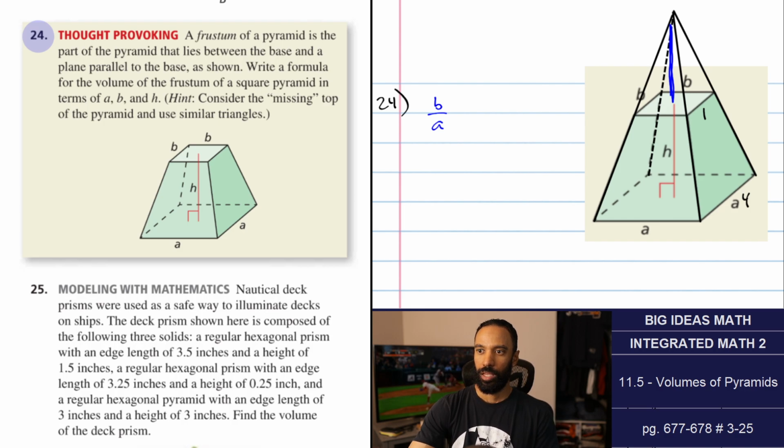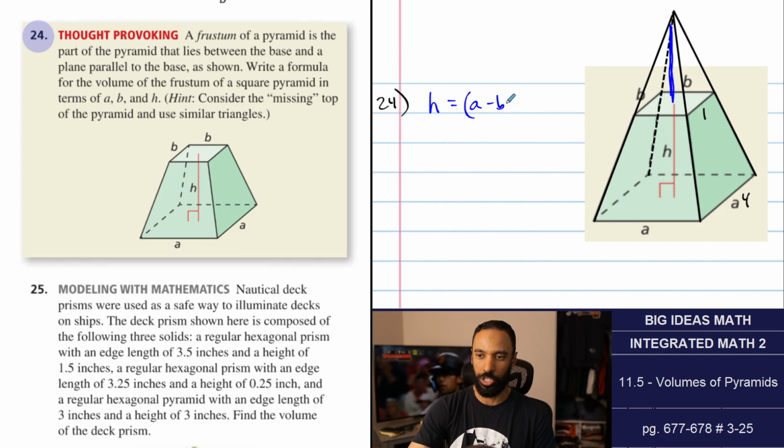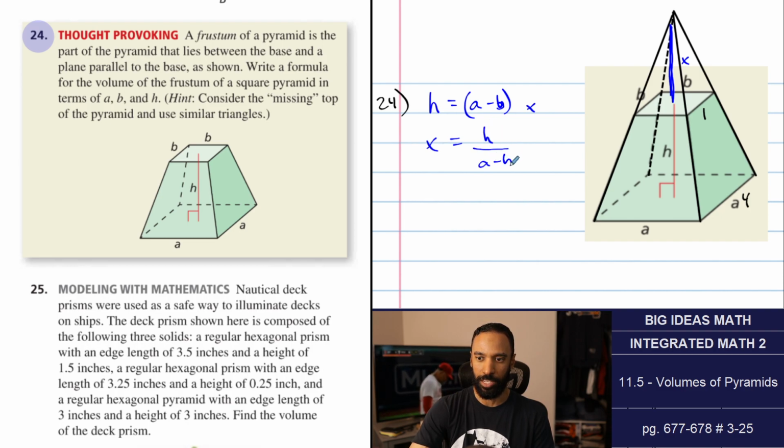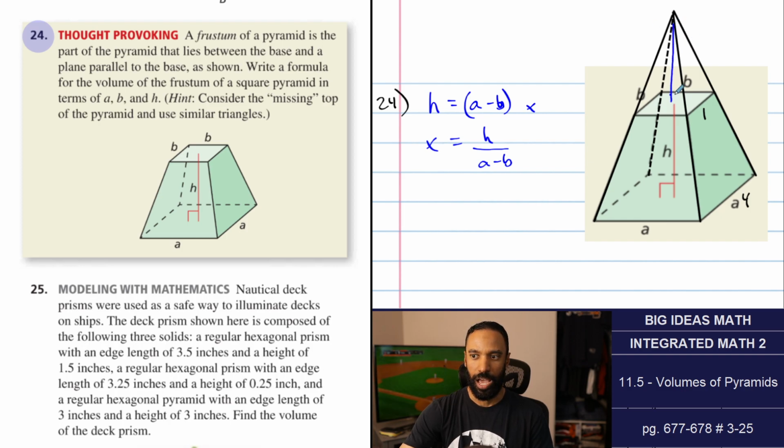So h is a minus b times larger, like 3 times larger in this case, than this unknown length right here. Let's just call it an x for a moment. Therefore, that height right there, I can write as h over a minus b, I think. So that's what I'm going to call this thing, h over a minus b.